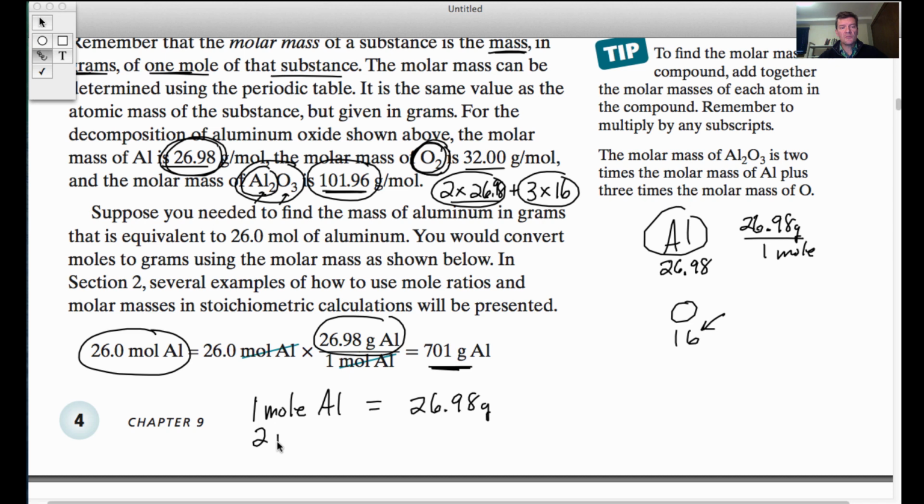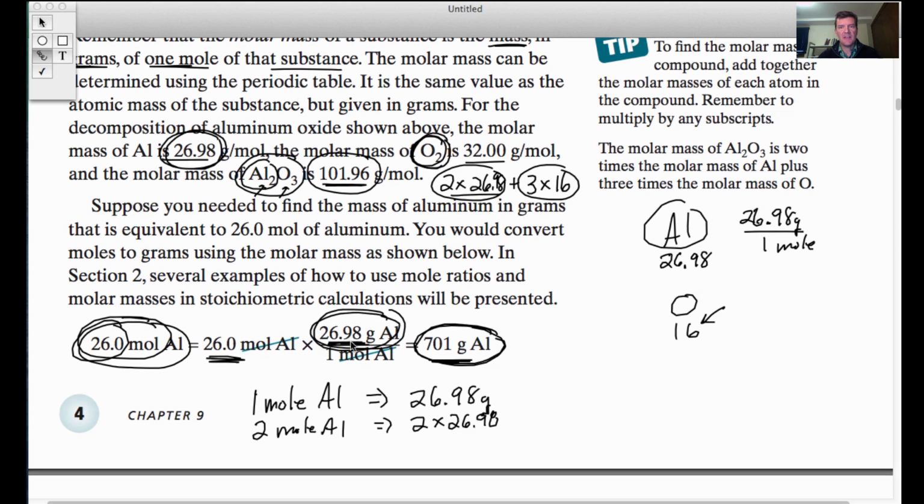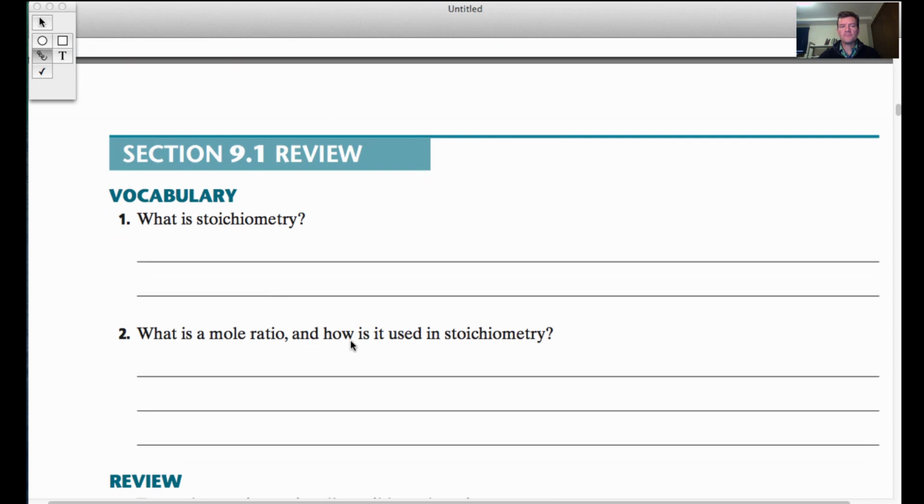So 2 moles of aluminum would just be 2 times that, right? Just be 2 times 26.98, all right? And 3 moles would be 3 times that. Well, 26 moles is just going to be 26 times the molar mass of aluminum. You get 701 grams. That's the mass of 26 moles of aluminum, because each mole of aluminum has a mass of 26.98. Okay? All right.